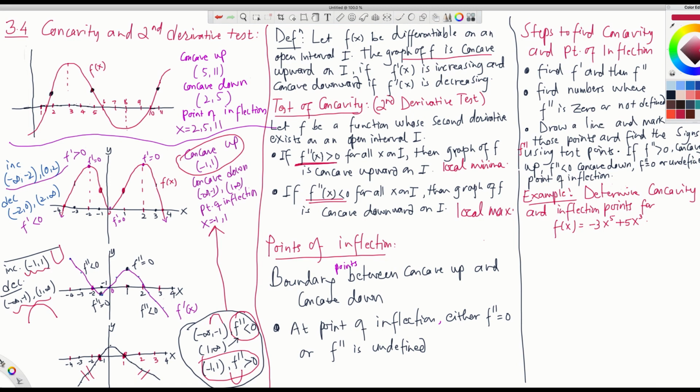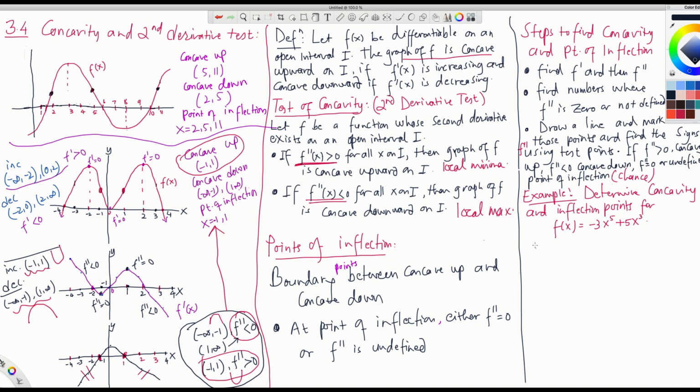If f double prime is positive, concave up, there is a chance of local minimum. And if f double prime is negative, then concave down, there is a chance of local maximum. If f double prime is equal to 0 or undefined, there is a chance of a point of inflection, just a chance. Not for sure, because sometimes you get some result where you will have to do the first derivative test. We will have to go back to the first derivative test. We'll consider all those types of examples here. Okay, let us do this example. Determine the concavity and the point of inflection for this function.